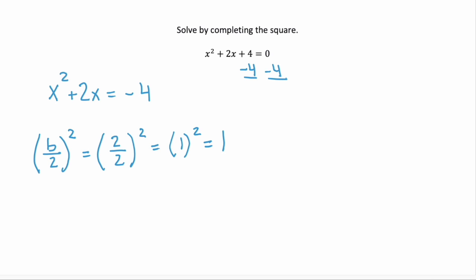Now remember, I like to write all of the steps out because this value, what we simplify before we square, is really important. I'll remind you again in a second. So we completed the square, and that tells us to add 1 to both sides. That gives us x squared plus 2x plus 1 equals -4 plus 1.